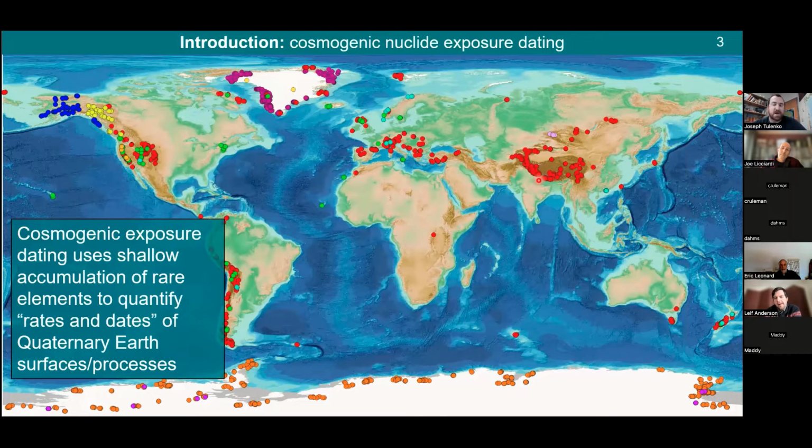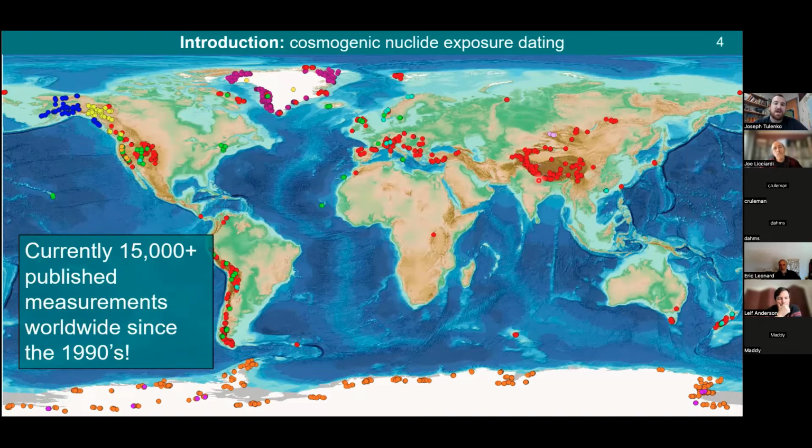So to start, cosmogenic nuclide exposure dating uses this shallow accumulation of rare elements in the Earth's surface to quantify rates and dates of Quaternary Earth surfaces and processes, almost exclusively over the last 2.5 million years or so. Currently the community itself has generated over 15,000 measurements published worldwide since the 90s.